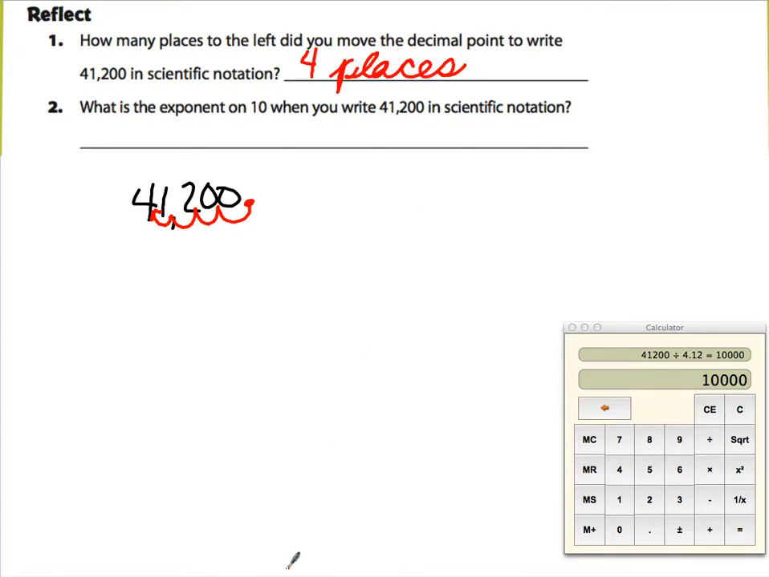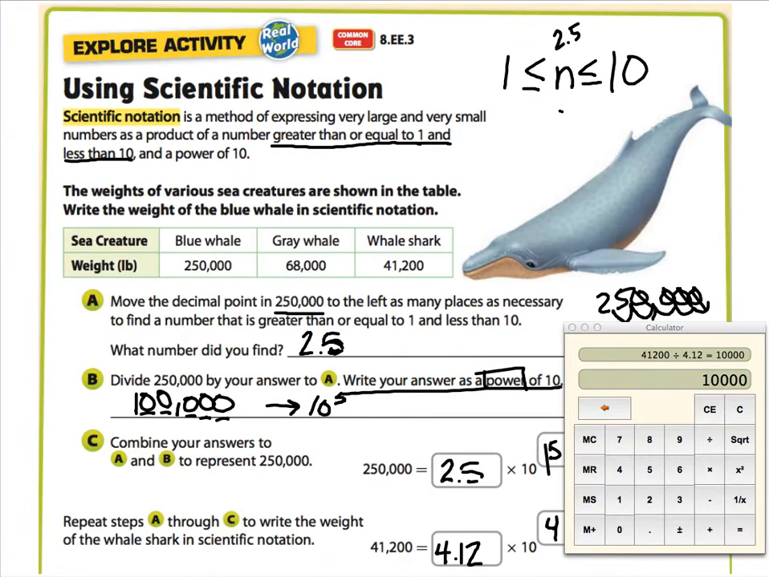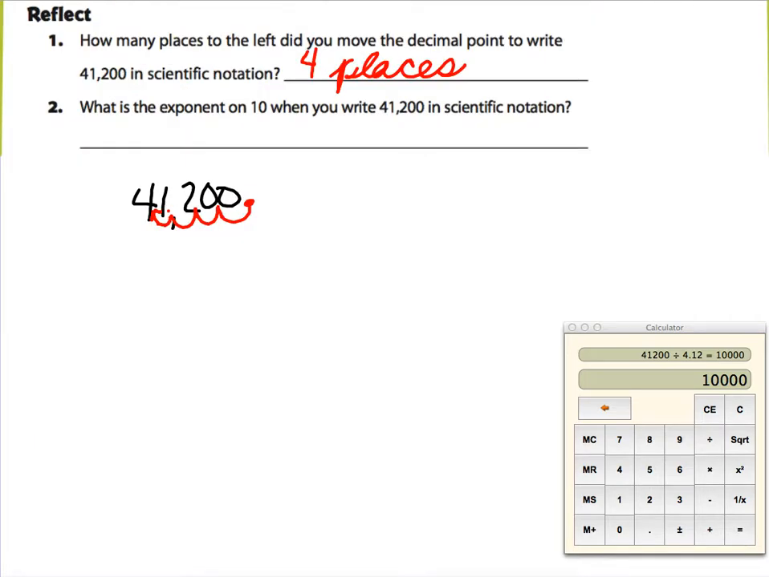Okay, and then the exponent: 1, 2, 3, 4. Did I do that incorrectly on this one? No, I didn't. Okay. So the exponent then, when I look back, what is the exponent? The exponent was 4. Do you think there might be a connection between how far we move our decimal and the exponent? Just a thought.